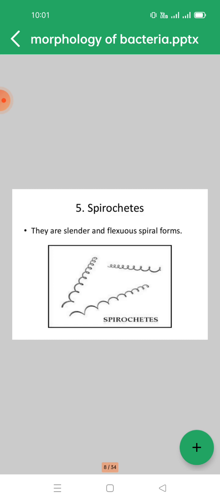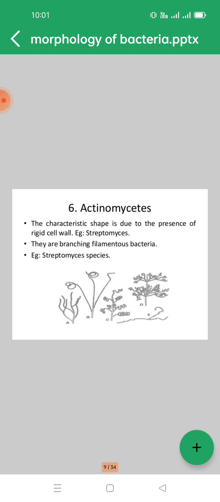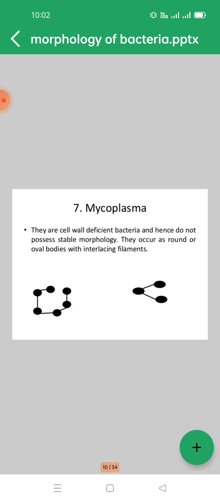Next, spirochetes. Spirochetes have slender and flexible spiral forms. Next, actinomycetes. Actinomycetes have a rigid cell wall. An example is Streptomyces. They are filamentous, that is, they have branching like structures, so they are called filamentous bacteria. Example is Streptomyces species.